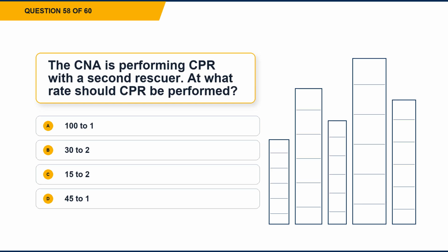Question 58. The CNA is performing CPR with a second rescuer. At what rate should CPR be performed? Option A, 100 to 1. Option B, 30 to 2. Option C, 15 to 2. Option D, 45 to 1.